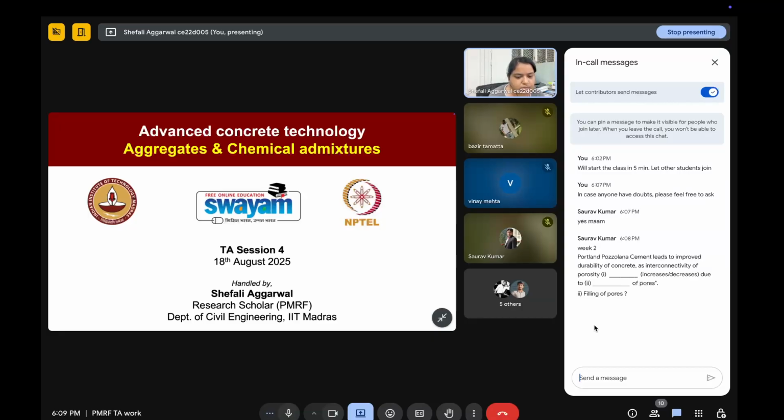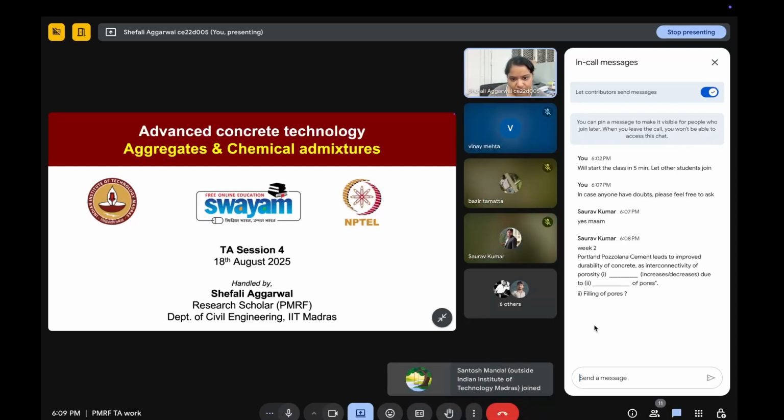Filling of pores. Usually, since this is a master level course, we expect everyone to write in some technical language. That's why the option given, filling of pores, won't be the correct option. It will be refinement of pores. Filling means you are filling it with some material. However, what is happening is your pores are getting smaller, right? So that's why we won't use the word filling of pores, we will use the word refinement of pores. I hope it's clear.